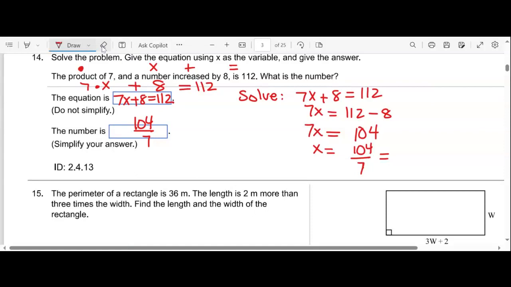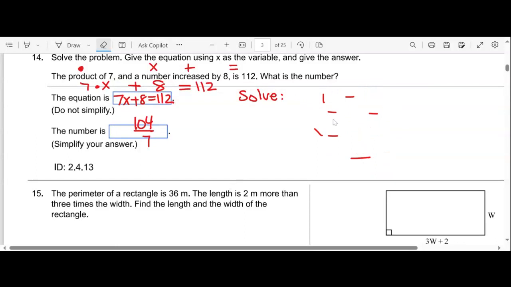Okay, we have a mistake here. Okay, I have to do it again. This method is wrong. What we did is wrong. So we have to do it again.